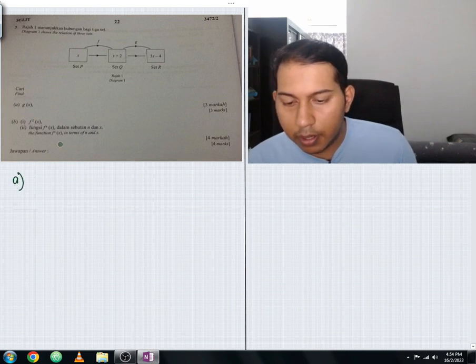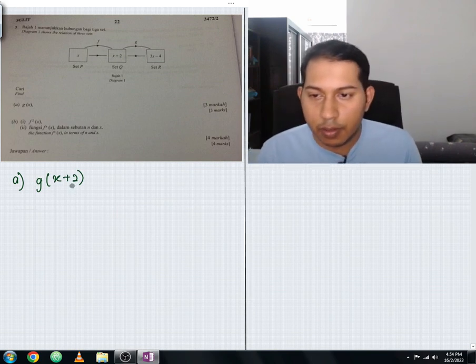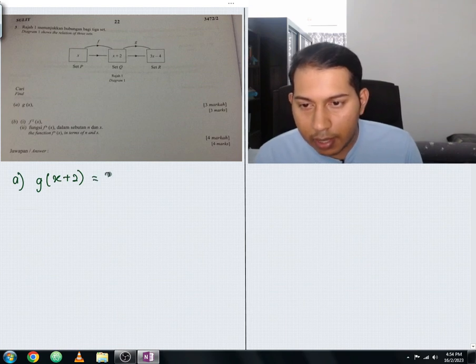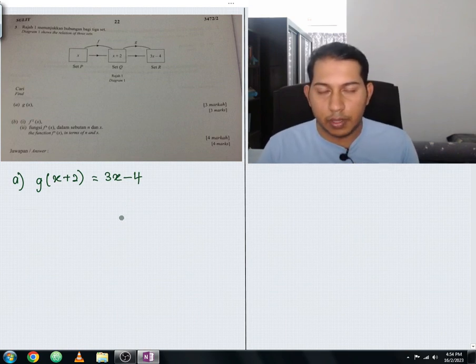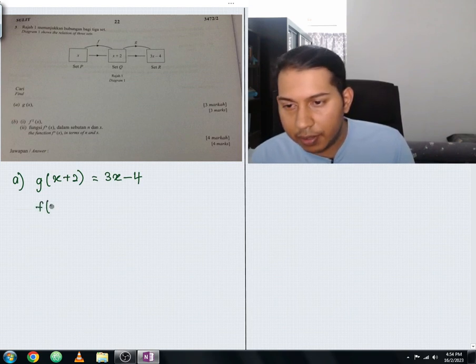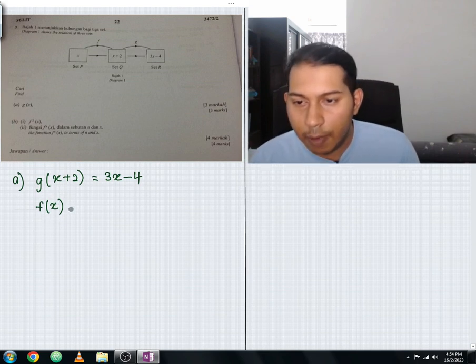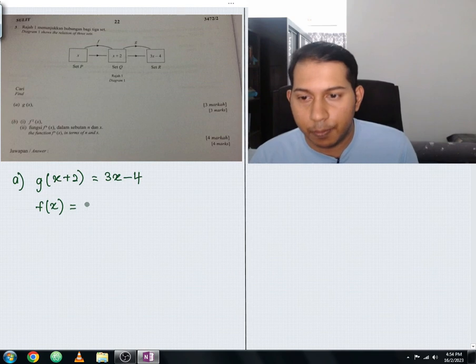From here, as you can see, g(x + 2). When g is of x + 2, in this case x + 2 is your object, so your image in this case will be equal to 3x - 4. Okay, so this is one of the relations. Another relation is f(x). In this case your x is your object, whereas your image over here will be x + 2.